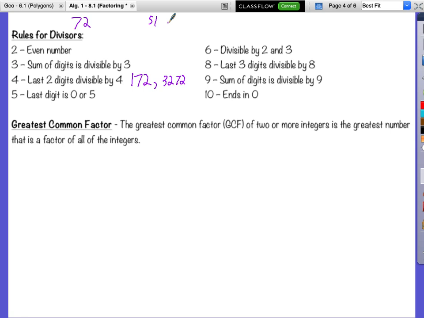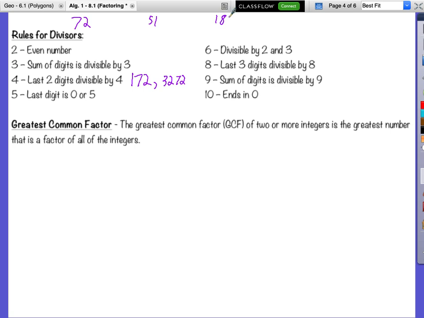So this one works out perfectly for 9, but this one works out perfectly for 3. That's what that was showing. Because 5 plus 1 is 6, which is divisible by 3, 3 goes into it 17 times. Whereas 9 will not go into it, because these do not add up to be something divisible by 9.